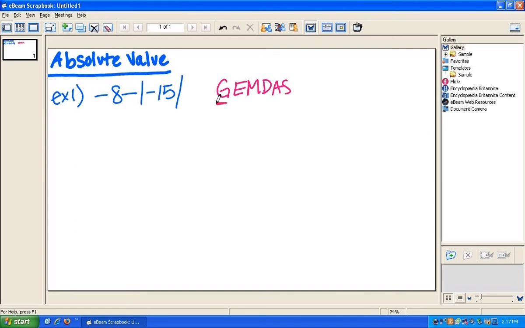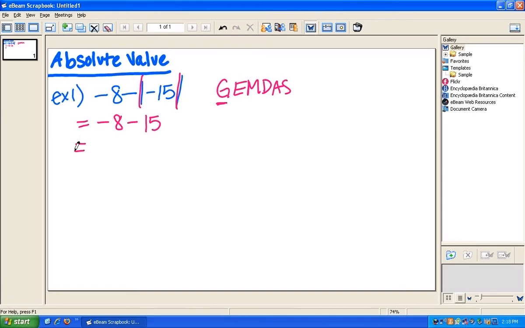Okay, so grouping symbols is where we're starting, and the absolute value signs, these guys here, are considered a grouping symbol. So the first thing we're going to do is we're going to solve this. So I'm going to write everything else for my problem. Negative 8 minus, and now I'm going to solve the grouping symbol by saying, what is the absolute value of negative 15? The absolute value of negative 15 is how many hops away from 0 is negative 15? It's 15 hops. So the absolute value of negative 15 is 15.